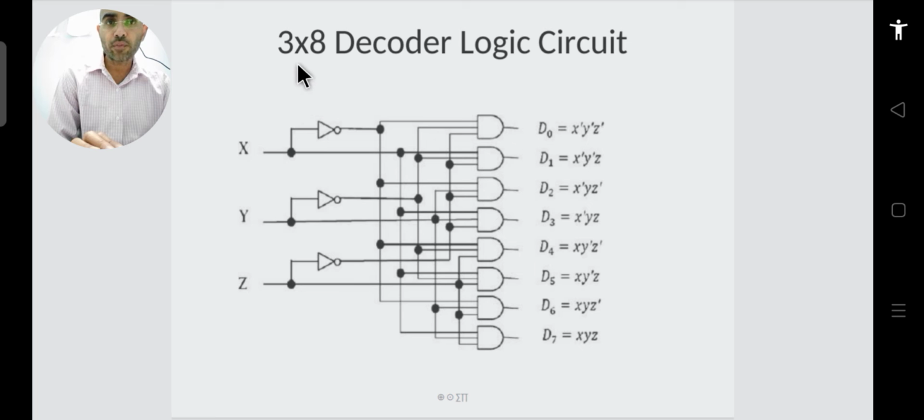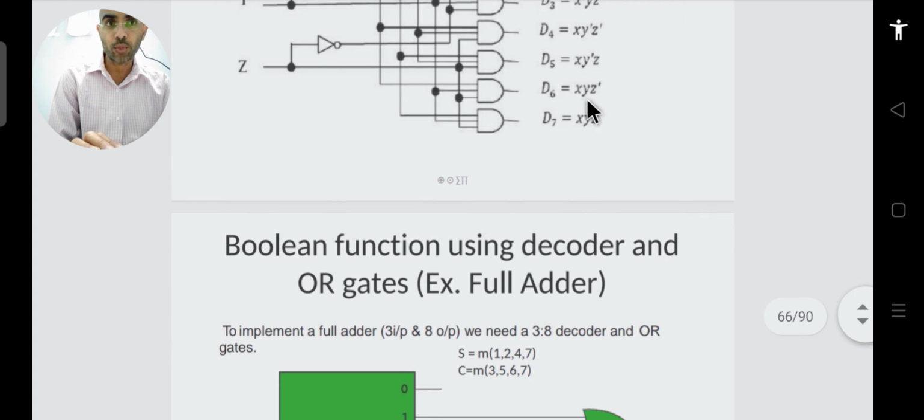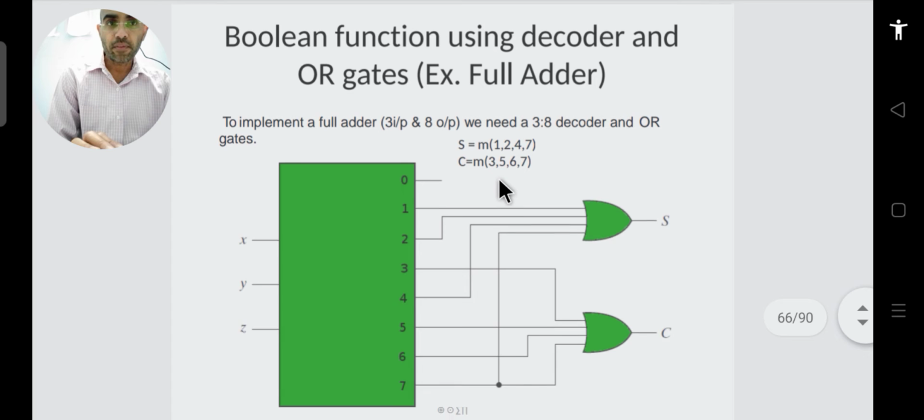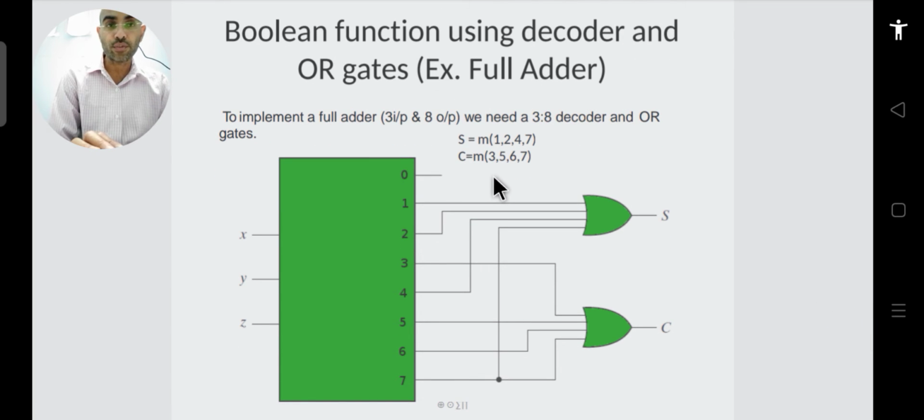And if you have to implement a 4x16 decoder, you have to use 16 AND gates accordingly and generate these outputs. That will be a little complicated to show here, which is why we have chosen the 3x8 decoder.